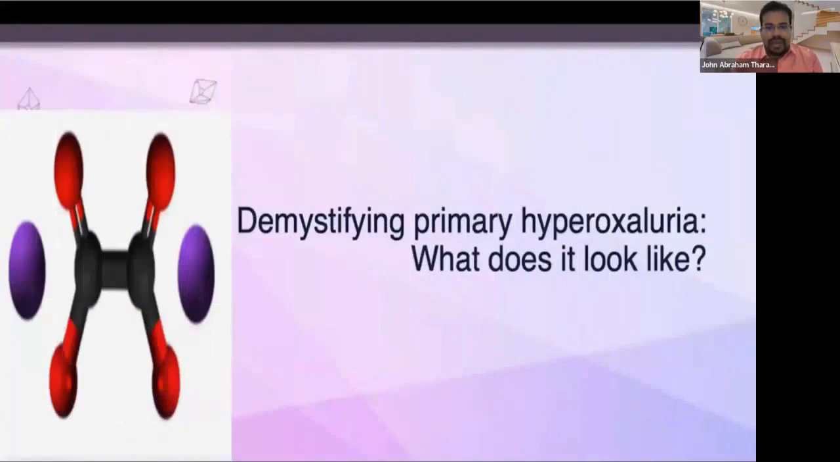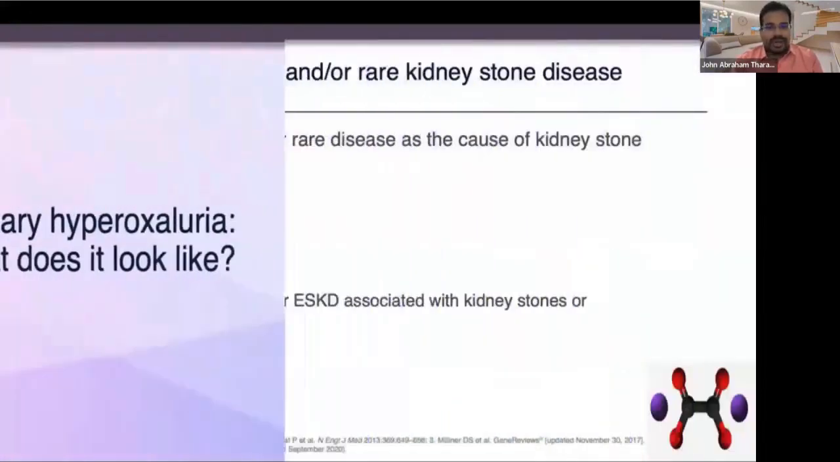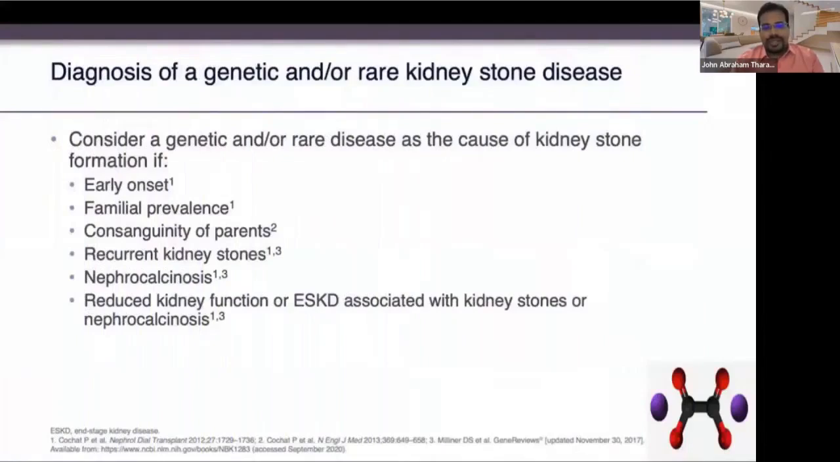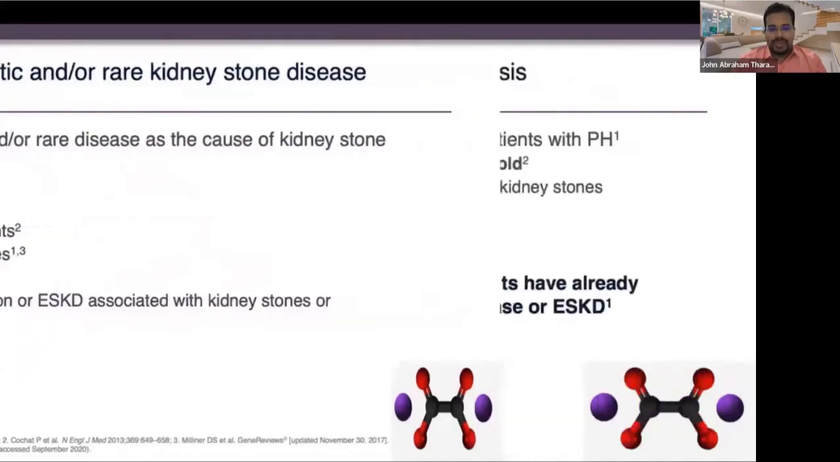So, demystifying primary hyperoxaluria, how does it look? First, the diagnosis of a genetic disease. We know PH is a rare disease and it's a kidney stone disease. So if you encounter in your practice a kidney stone in a young patient, with early onset, think of a genetic disorder: familial prevalence, consanguinity of parents, an autosomal recessive disorder with 25% of the siblings being affected, recurrent kidney stones causing obstructive uropathy and stone-related events, reduced kidney function, or end-stage kidney disease, with or without kidney stones.